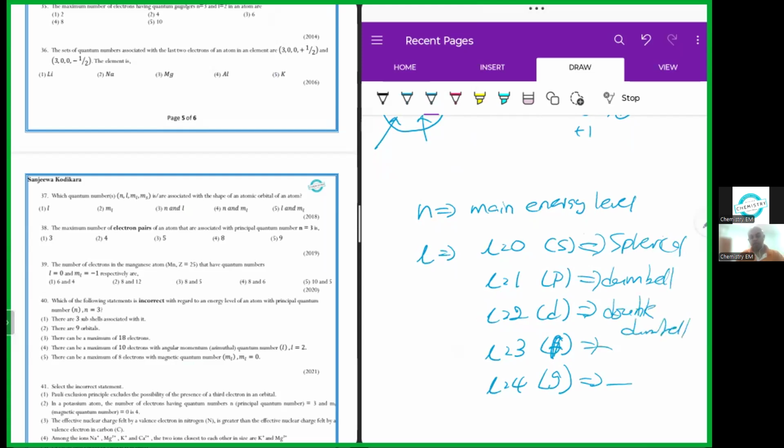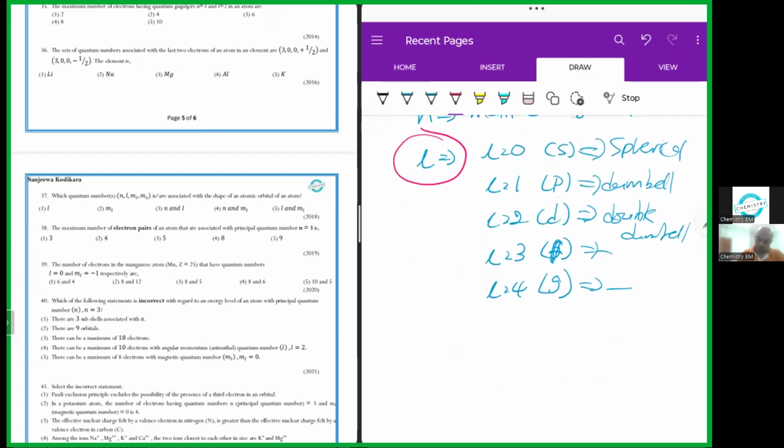Others I don't know, right? So just by looking at the L values, you can deduce the shapes, right? So L is one acceptable answer. Whether it is spherical, double dumbbell or whatever, the shape can be deduced, right?